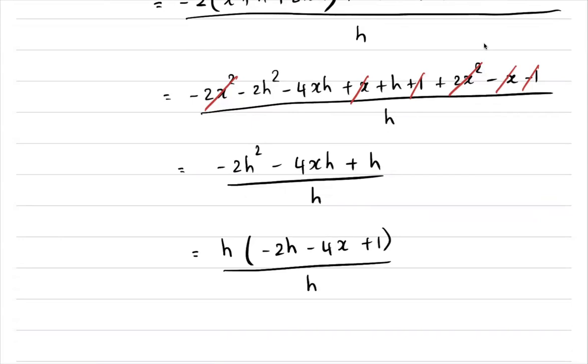Now at this point, I can cancel this and this. So it's 1 over 1, right? And so what I'm left with is this. And that is my answer.